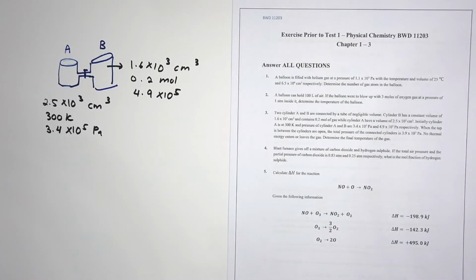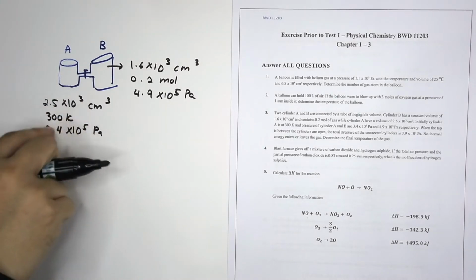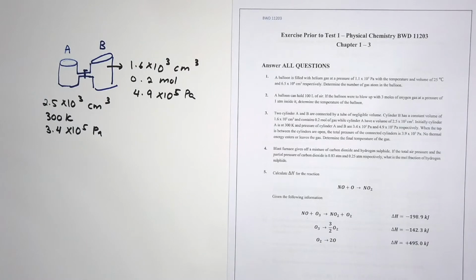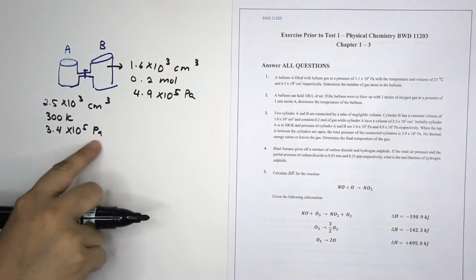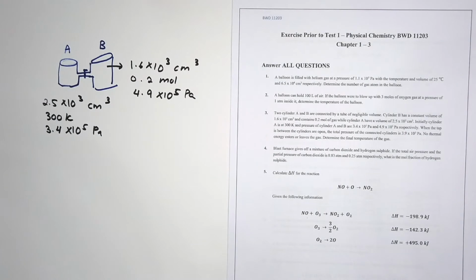Okay, so what you need to do is convert all the units so that you can calculate the thing that you want to calculate. At the moment you are asked to calculate the final temperature of the gas. Basically at first it was at 300 Kelvin. We are going to look at cylinder A first. For cylinder A, the pressure is 3.4 times 10 to the power of 5 Pascal.